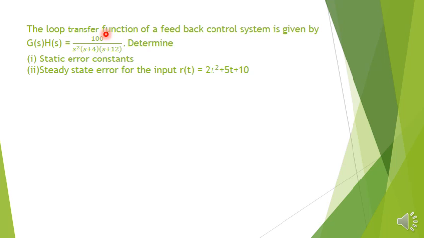So this is a type 2 system, because two poles are at the origin, s square is there. Whenever it is a type 2 system, the acceleration constant is a non-zero constant. What about the position constant and the velocity constant? The position constant as well as the velocity constant are infinity. Will we get infinity and a constant?